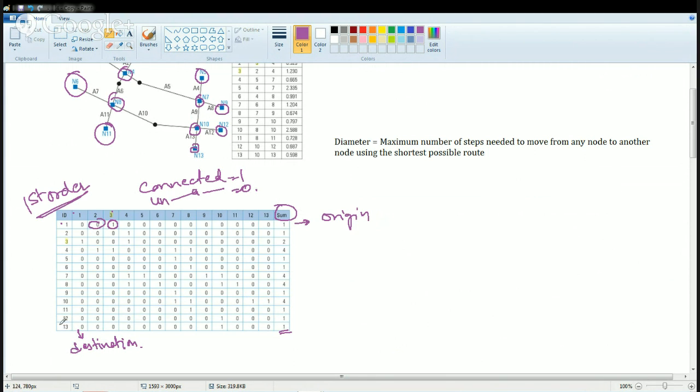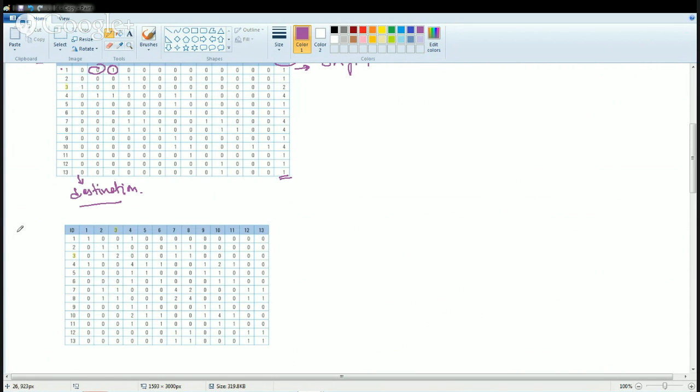Okay. So originating from 1 to 3, I have one connection, but originating from 3 and ending on 1 is the destination. Okay. So this is what we try to understand by means of connectivity. Now let's move on to the second order matrix. So this is the second order matrix.